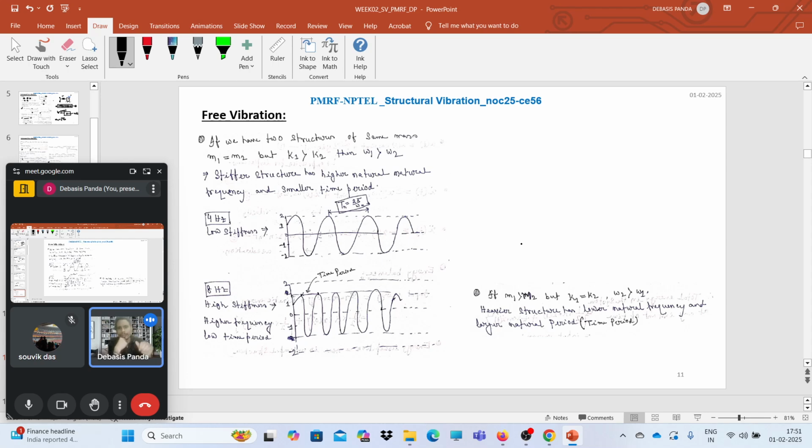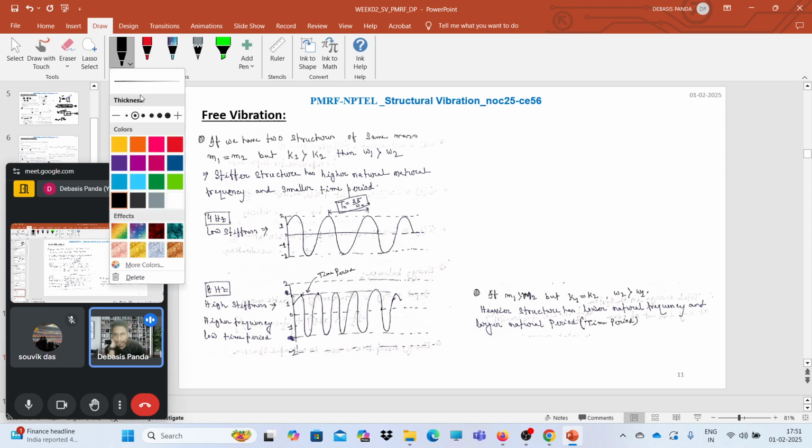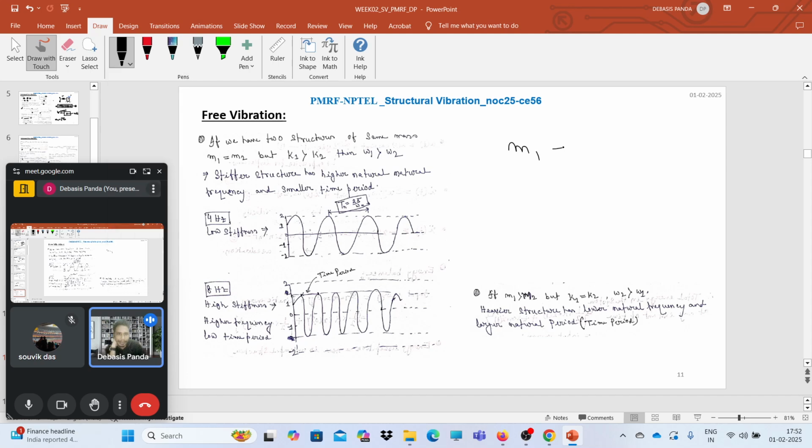Quickly, we will go through a few concepts. If we have two dynamic systems, 1 and 2, where the mass for these two systems is the same, but the stiffness of the first system is more than the stiffness of the second system.